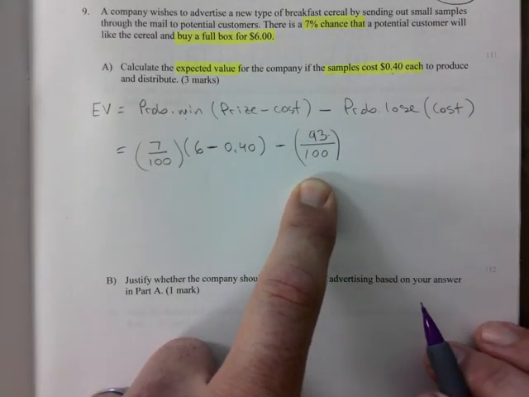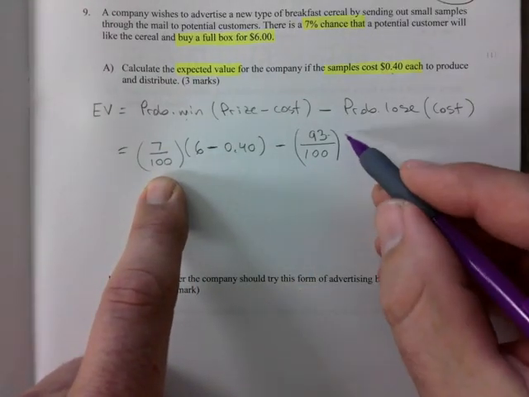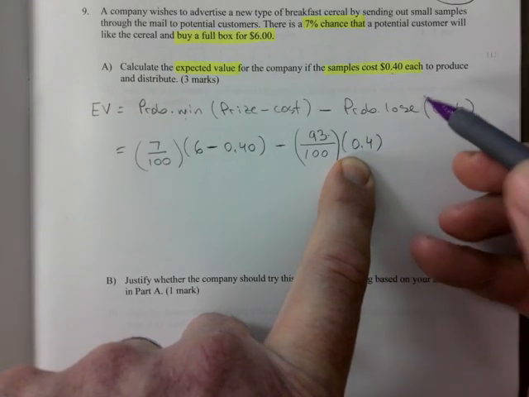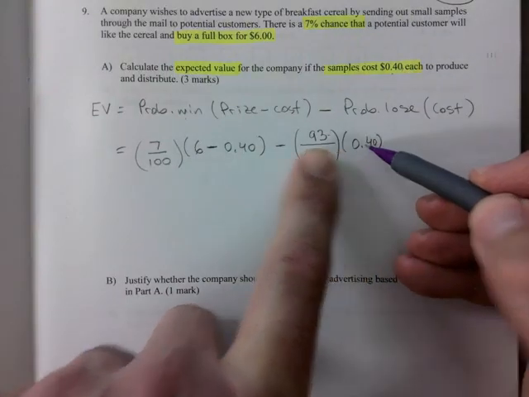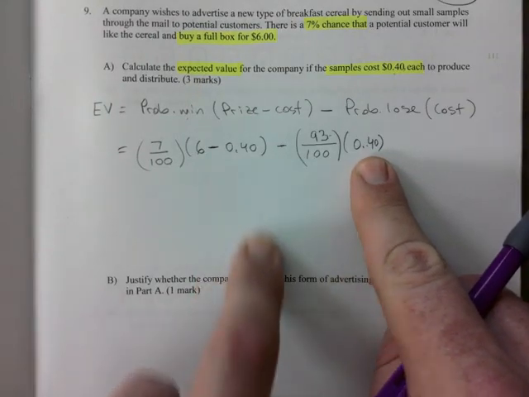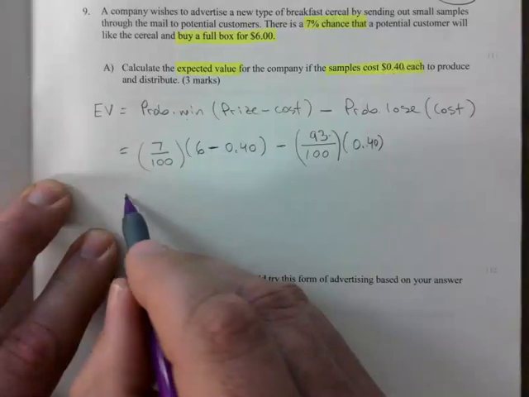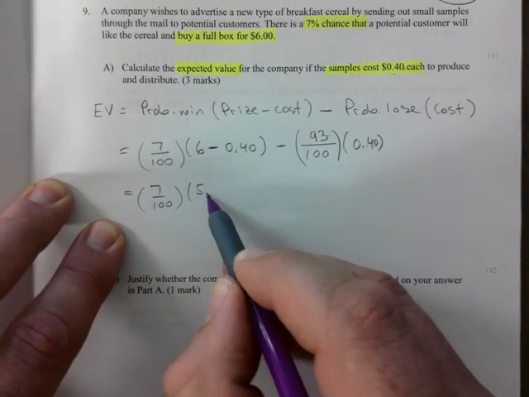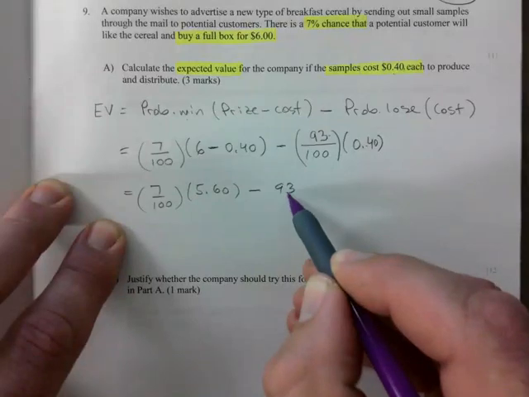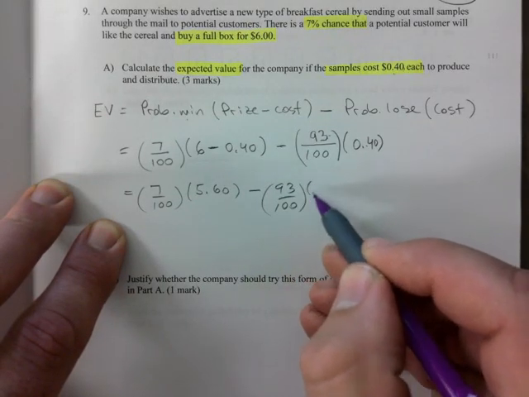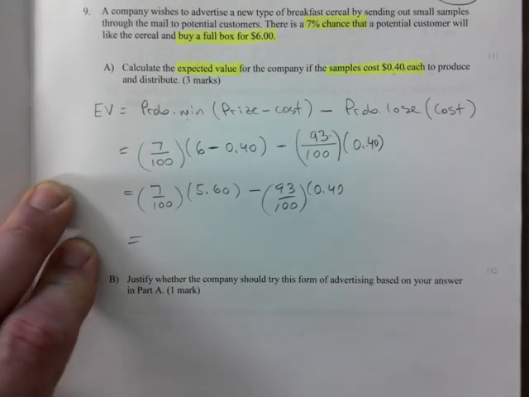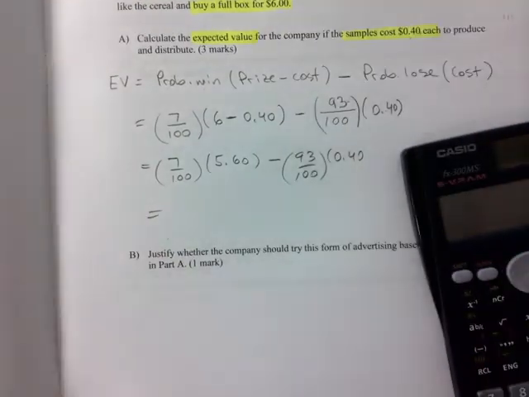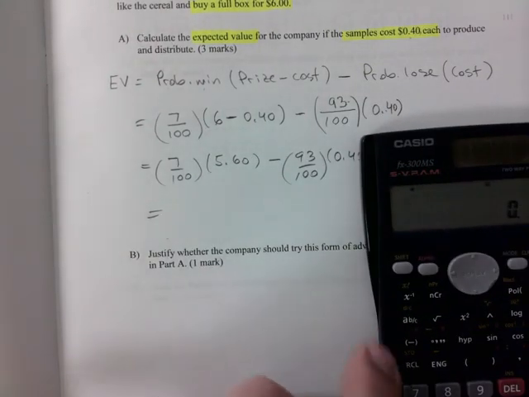So they didn't give you that. You had to figure this out. Times what it costs you to play. This is 40 cents, right? The 40 cents shows up twice here. Here it's just by itself. Here it's subtracting. So let's clean this up. 7 over 100 times, what is this, 560? Minus 93 over 100 times 0.40. And you should grab your calculator and actually calculate this, not just watch me do it, because this is where oftentimes the wheels come off.